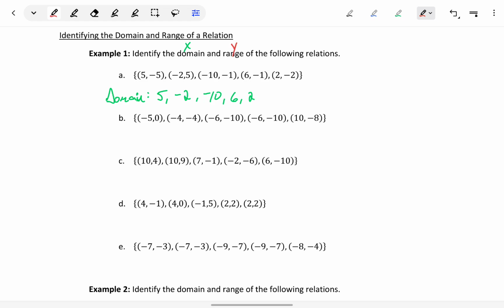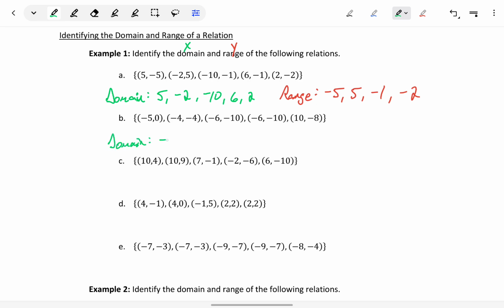Then the range is just the list of all of the y values in that relation. We still just look at our coordinate pairs, and now we're identifying the y values, which would be -5, 5, -1, which occurs twice, but we don't need to list it twice, and -2. And there we have the domain and range of that first relation. We can do that for the remaining relations.